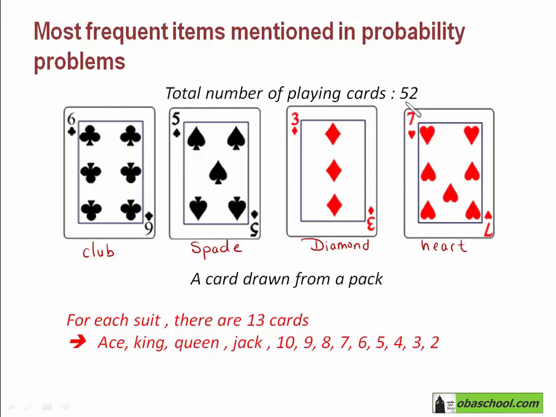To sum up, playing cards are divided into 4 suites, and in each suite there are 13 cards. We have to understand these 4 examples very well because we will use them a lot in probability exercises later on.